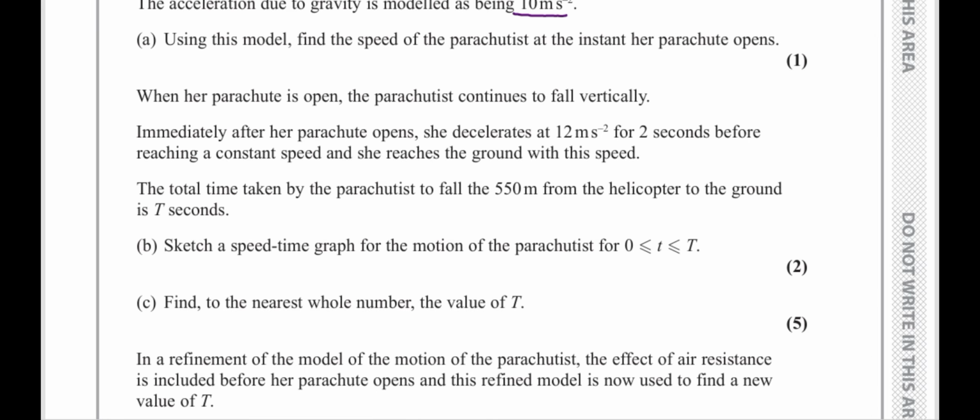Part B. When her parachute is open, the parachutist continues to fall vertically. Immediately after her parachute opens, she decelerates at 12 meters per second squared for 2 seconds before reaching a constant speed, and she reaches the ground with that speed. The total time taken by the parachutist to fall the 550 meters from the helicopter to the ground is capital T seconds. Sketch a speed time graph for the motion of the parachutist for time between 0 and capital T seconds.